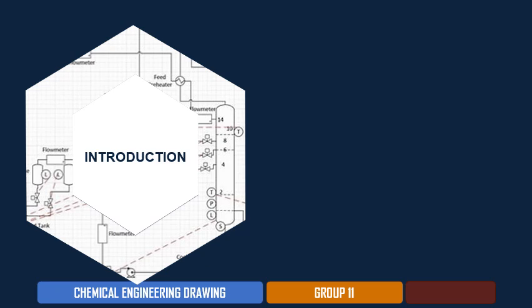So chemical engineering drawings, what are they? Chemical engineering drawings are technical diagrams, so it is similar to technical drawing. You can even say it's the same as technical drawing used in the field of chemical engineering to represent processes, equipment, system, and plant layouts. These drawings are essential for the designing of plants, the construction of plants, the operation and maintenance of plants, and their related facilities.